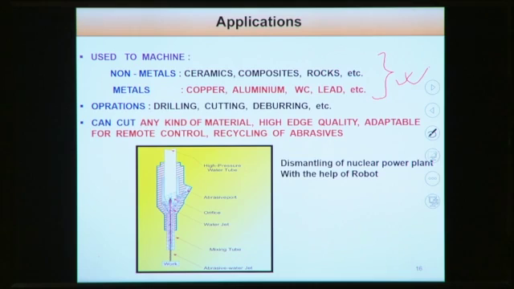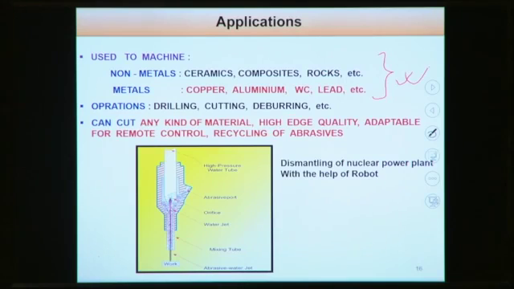Another good example of abrasive water jet machining is the dismantling of a nuclear power plant. Suppose you want to dismantle a nuclear power plant. You can send the abrasive water jet machining nozzle through a robotic arm and do the dismantling operation. Because of the radiation hazard, people cannot go there for the machining operation, so you can send this nozzle through a robot. The robot will do the cutting operation by using this abrasive water jet nozzle.